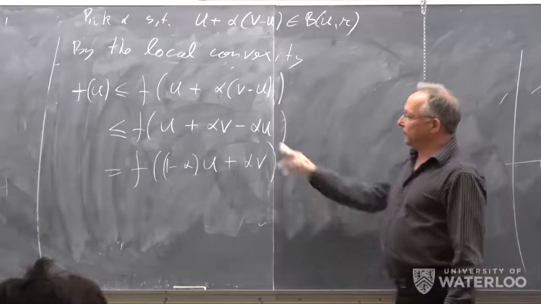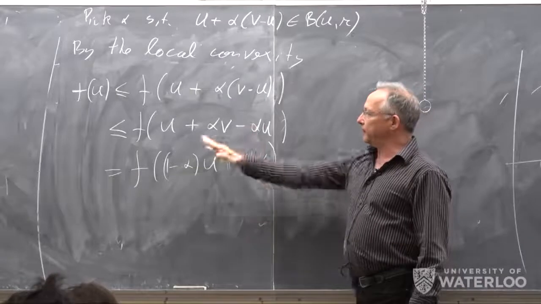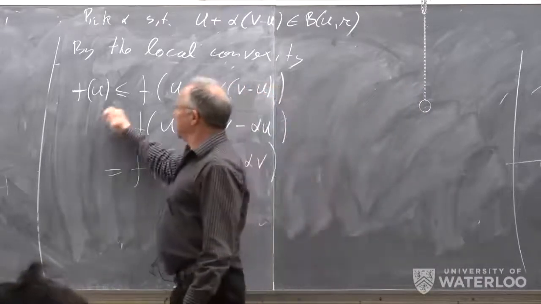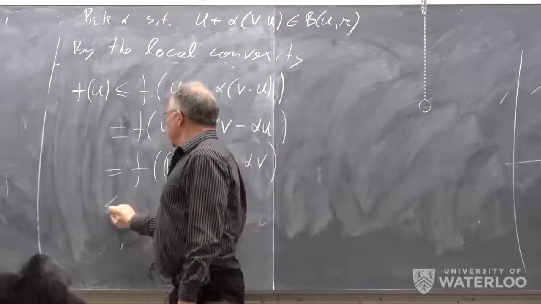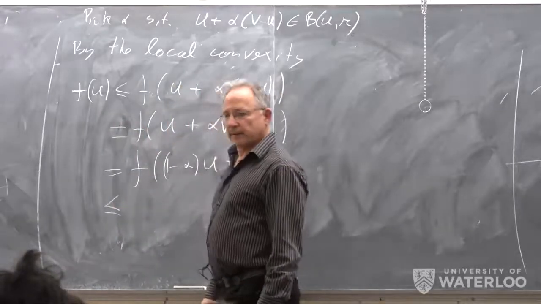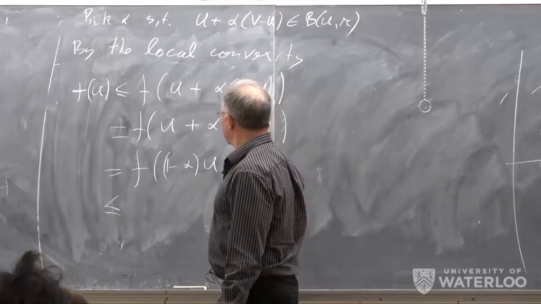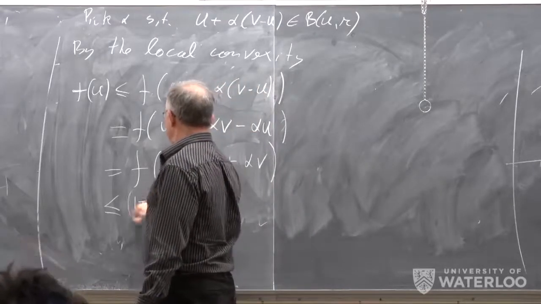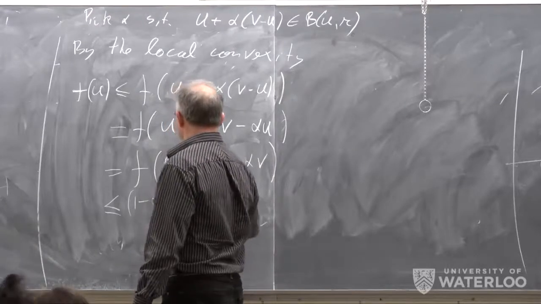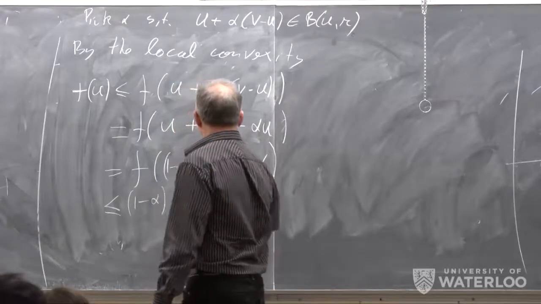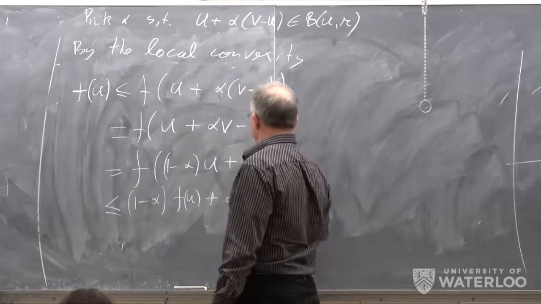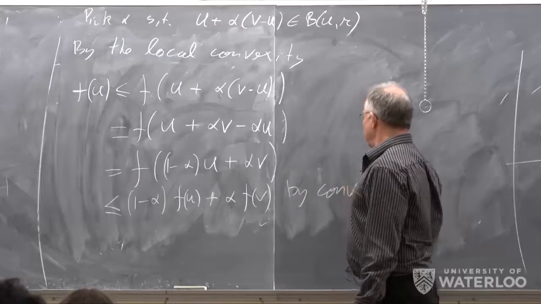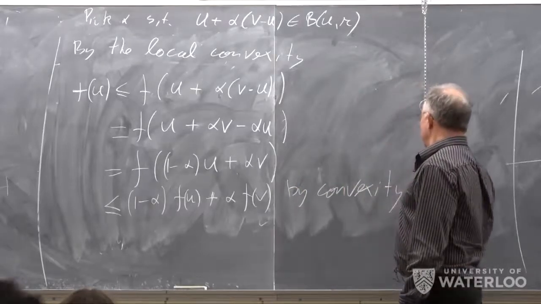OK, so far I just did something very simple. This is the same as this. Now I'm using the convexity. So what do I know now? That this is at most 1 minus alpha times f of u plus alpha times f of v. This is by the convexity of f.